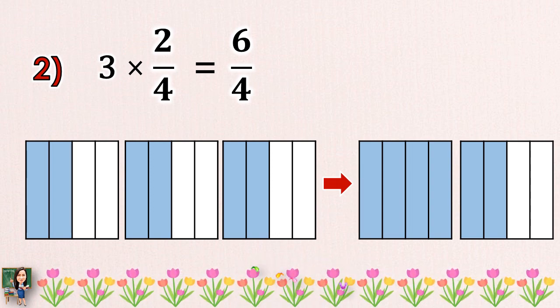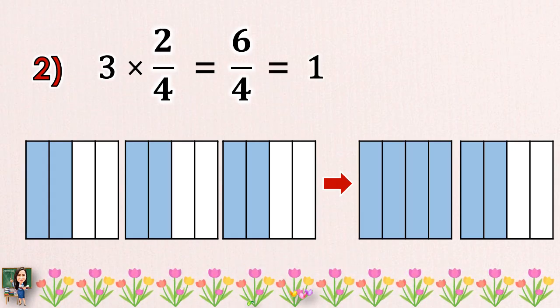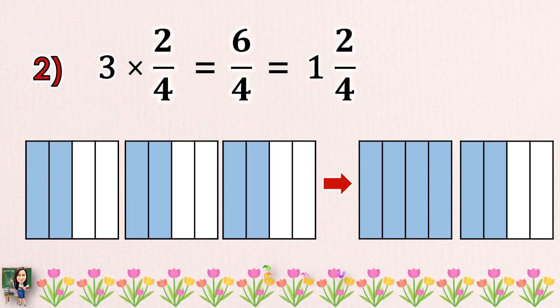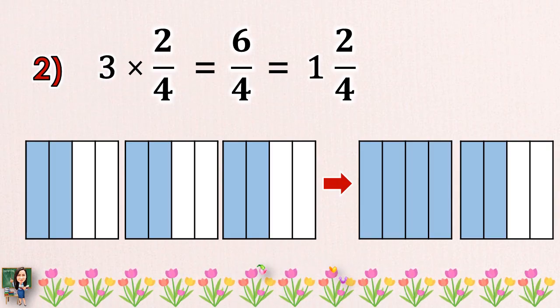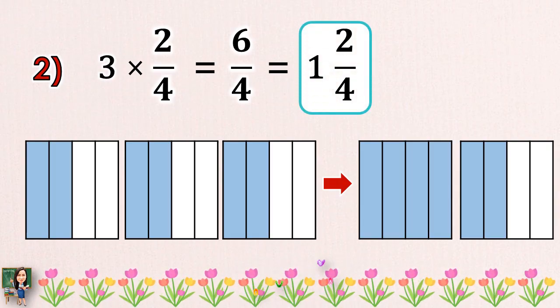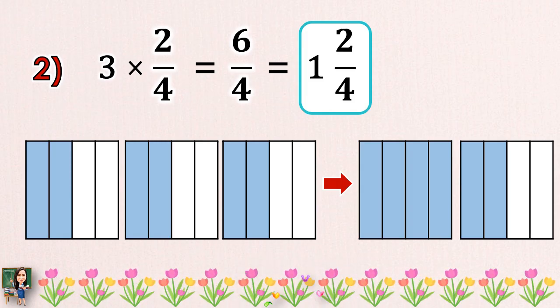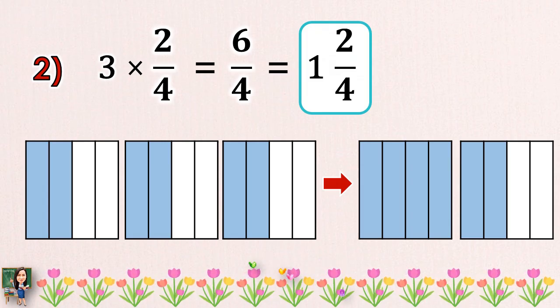6/4 is an improper fraction. Change this into a mixed number. 6 divided by 4 equals 1. 1 is the whole number. There will be a remainder 2. So 2 will be the numerator and copy the denominator 4. So the answer is 1 and 2/4. So for the second model, the first rectangle shows 1 whole and the second rectangle shows 2/4. 1 and 2/4.